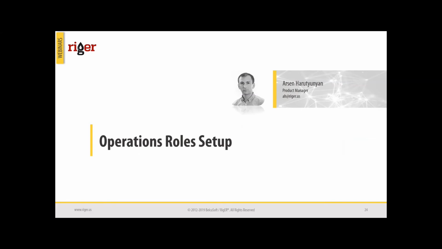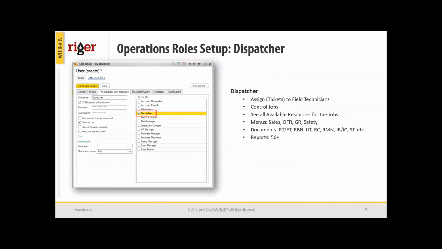And let's continue and talk about the next section of the user roles setup, which is the operational roles. So the operational roles consist of 4 major roles, which are the dispatcher, the fleet manager, the operations manager, and obviously the field technician. And the first one we are going to discuss and just see a glimpse on how to set up would be the dispatcher.